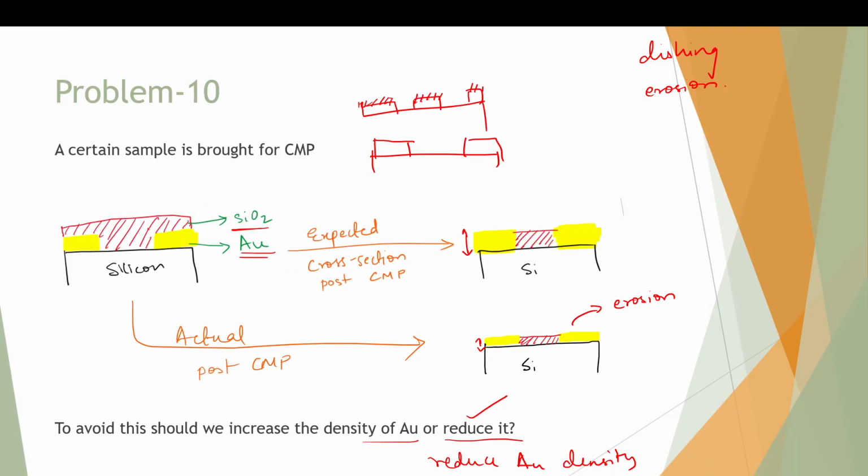Okay, so this was all about CMP and design for manufacturability. I would further move on to the previous topics again and discuss some important questions on them. Before that, if anyone has any doubt till here, they can ask.